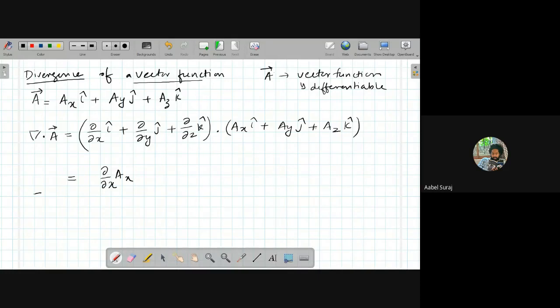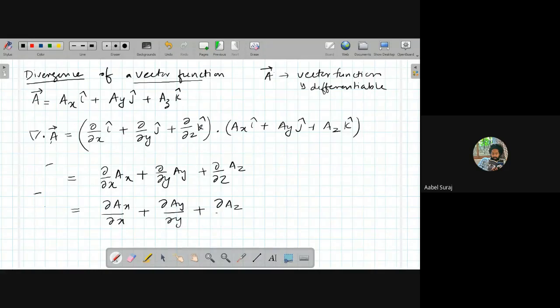Only i i, j j and k k terms will be there. There are only three terms. So it will be dou by dou x of Ax plus dou by dou y of Ay plus dou by dou z of Az. So the answer will be dou Ax by dou x plus dou Ay by dou y plus dou Az by dou z. This is del dot A. So this is the answer.